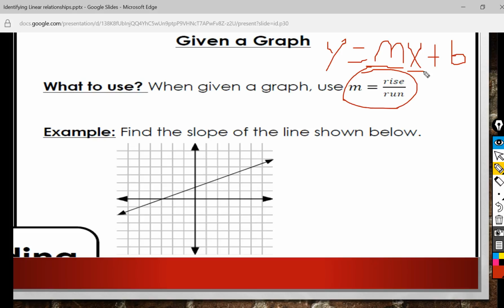So whenever you have a graph, this is how you do it. You always find your rise first, and then divide it by your run. So rise over run.